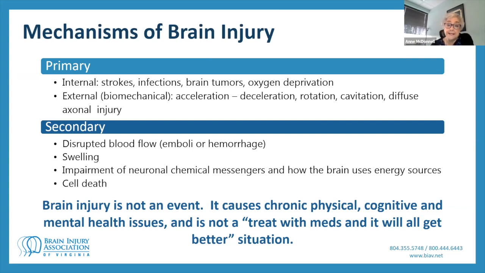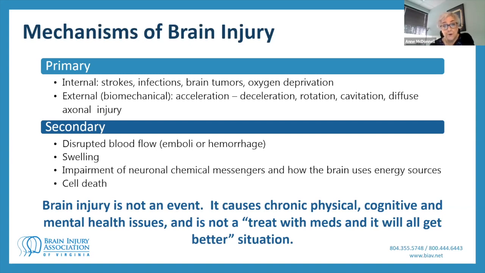We know that chemical messengers are impaired in terms of how they get from one cell to another. And we know that how the brain uses energy is disrupted. The brain needs a lot of oxygen and it needs a lot of glucose. The brain is an energy hog. And when brain injury happens, its ability to use those energy sources is impaired. And individuals can sustain cell death as a result of their external injury.